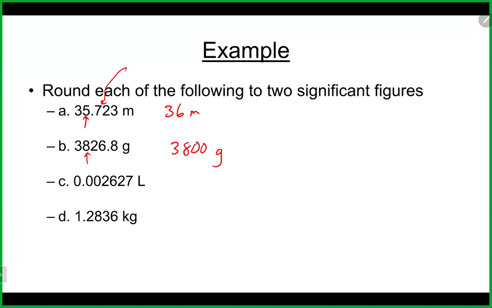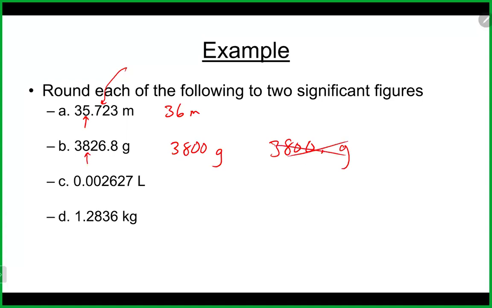So 3,800, 3,826, basically the same value of the meaning. And it does have two significant figures. Would it be okay if I wrote 3800 dot grams in this case? It would not, right? Because now how many significant figures would I have? I would have four, right? So I can't do that.